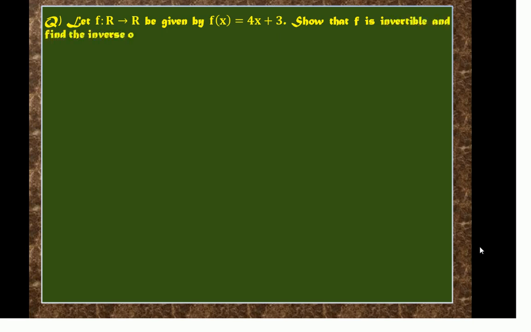Let f from R to R be given by the function f of x is equal to 4x plus 3. Show that the function f is invertible and find the inverse of f. Here, R is the set of all real numbers. And we will see how we can find the solution for this.